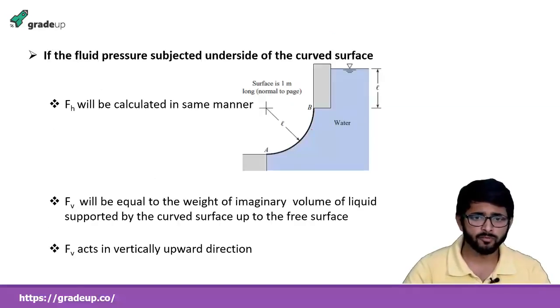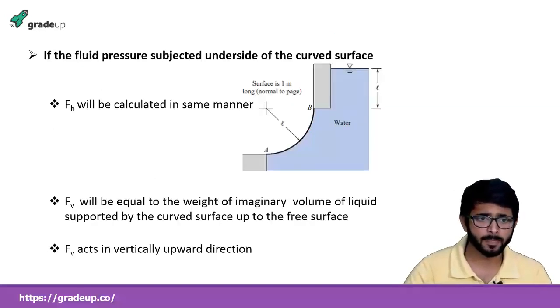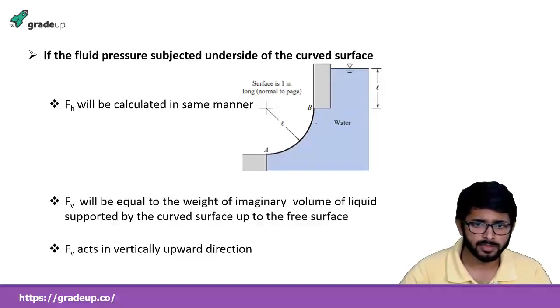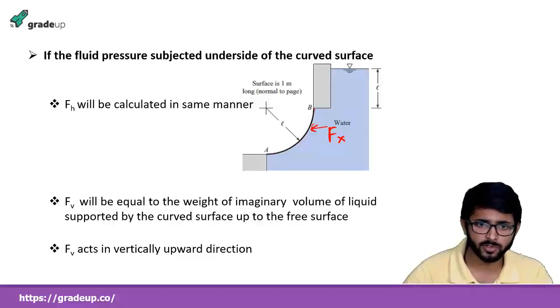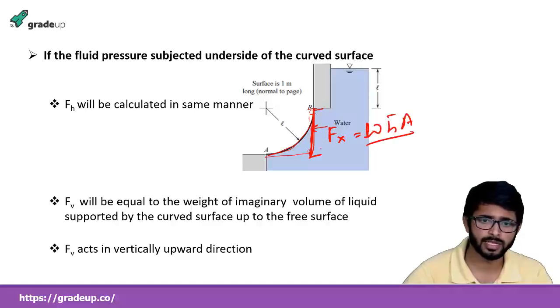Okay. So one condition may arise when the liquid is on the underside of the curved surface. In this case, to find the horizontal component, that is Fx, the same thing we did in the earlier case, we'll do here also. We just have the projected area here. The projected area of this curved surface will become this, and the same thing will apply as we talked about earlier. Force is omega h bar into A. A is the area of this projected curved surface.